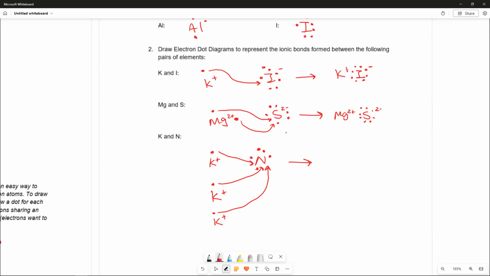Let's just do it this way. You could write it in a couple different ways, I'm assuming, but don't count me on this. We're going to do a 3 K plus here, and then a nitrogen with a full octet, 8 on the Lewis dot structure, with a 3 minus. You can either do it like this, or K plus, K plus, K plus, nitrogen with dots 1, 2, 3, 4, 5, 6, 7, 8, an octet, 3 minus, and that would be your answer.